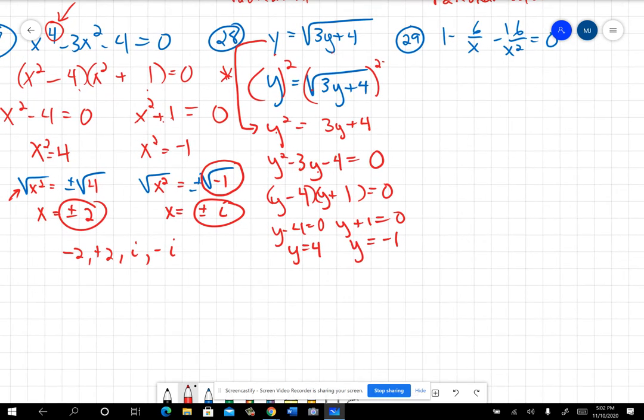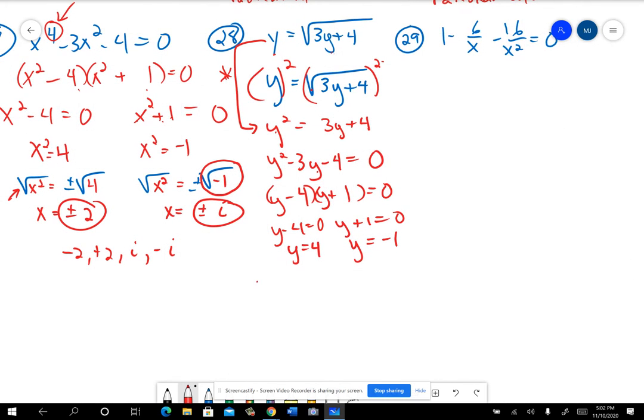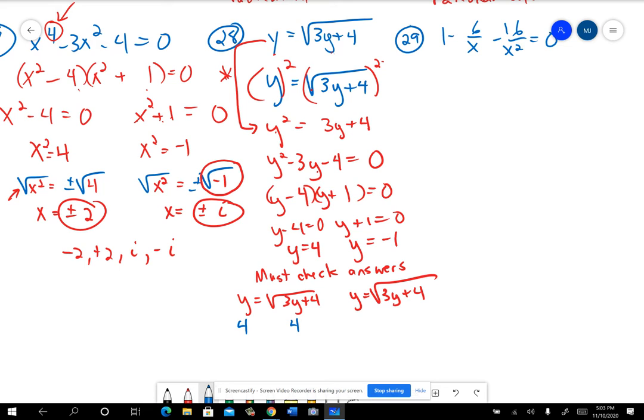But you squared both sides, so you have to make that mental note. You must check answers. So what I mean by that is you're going to take that original problem. Let me write it twice here, before you did anything to it, take that original problem and then plug in 4 everywhere there is a y and plug in negative 1 everywhere there is a y. Keep everything else the same.